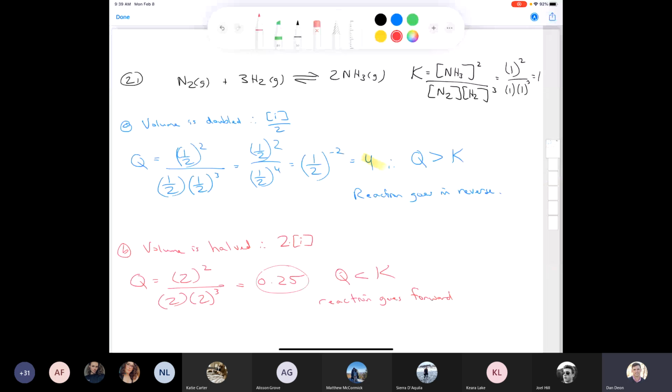Right? If the Q is too small, the Q, 0.25, is less than 1, right? So that tells us that our denominator is too large, and it's going to have to shrink. Therefore, we're going to have to go towards the products in the forward direction, okay? Give me a thumbs up if you follow me on that.